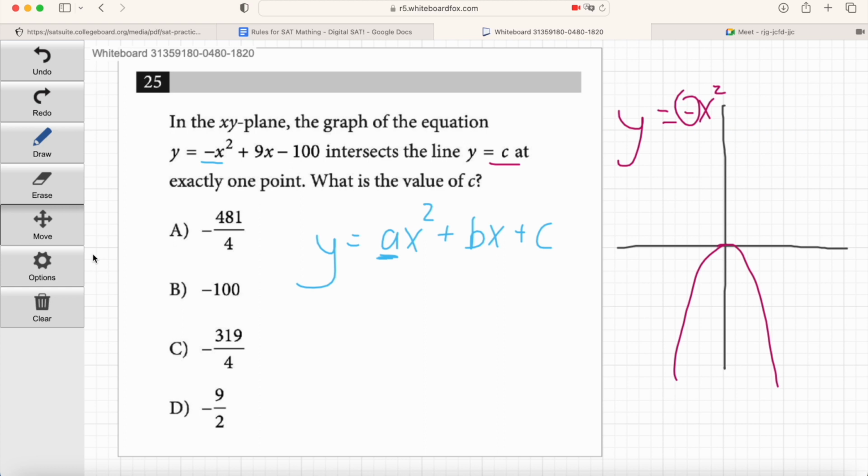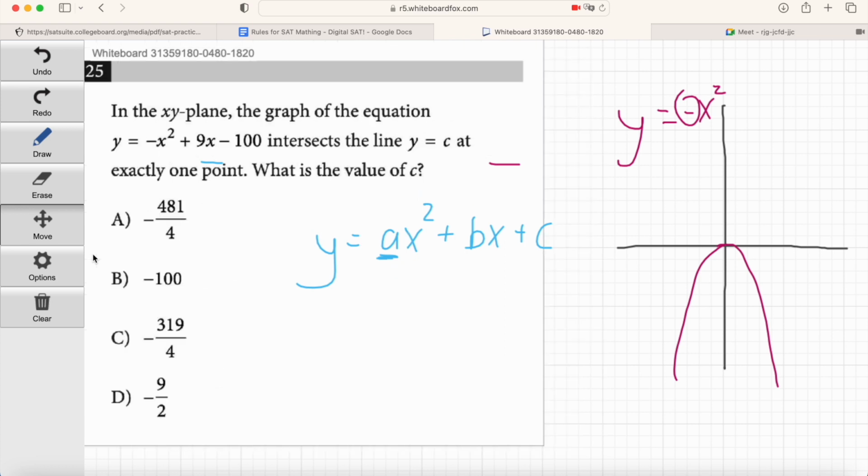Yeah. And here's how I remember. This is really stupid, but it kind of works. If the a value is positive, then you get a happy face, smiley face parabola. And if the a value is negative, you get a frowny face parabola, like this one right here. It's going to be a frowny face parabola. Does that make sense? Yeah.